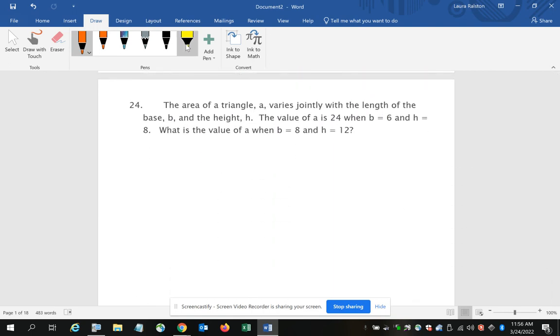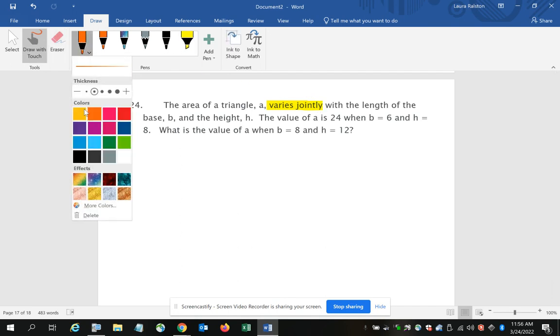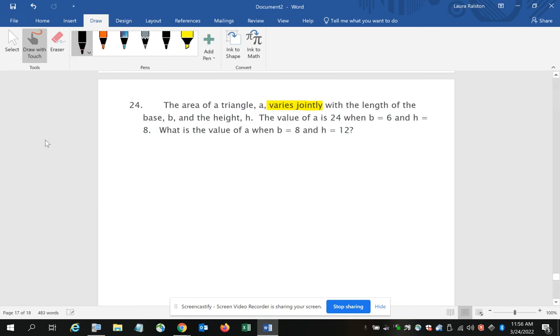24 says the area of a triangle varies jointly with the length of the base and height. And again, it gives you initially that relationship. It does say varies jointly, which gives you the clue as to which generic formula you want to use. So we're going to use y equals k times x z, which actually in this problem you've got A's, B's, and H's. It's okay. That's the generic formula.